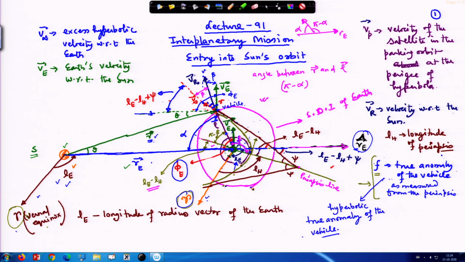Besides this, I have shown here the L h. L h is the perigee position, the line of periapsis I have written. As I showed last time, in the hyperbola, if we give an impulse, this is the velocity at the perigee. This is the impulse given at this point, V p minus V c, where V p, already written here, is the velocity of the satellite in the parking orbit at the perigee of the hyperbola.